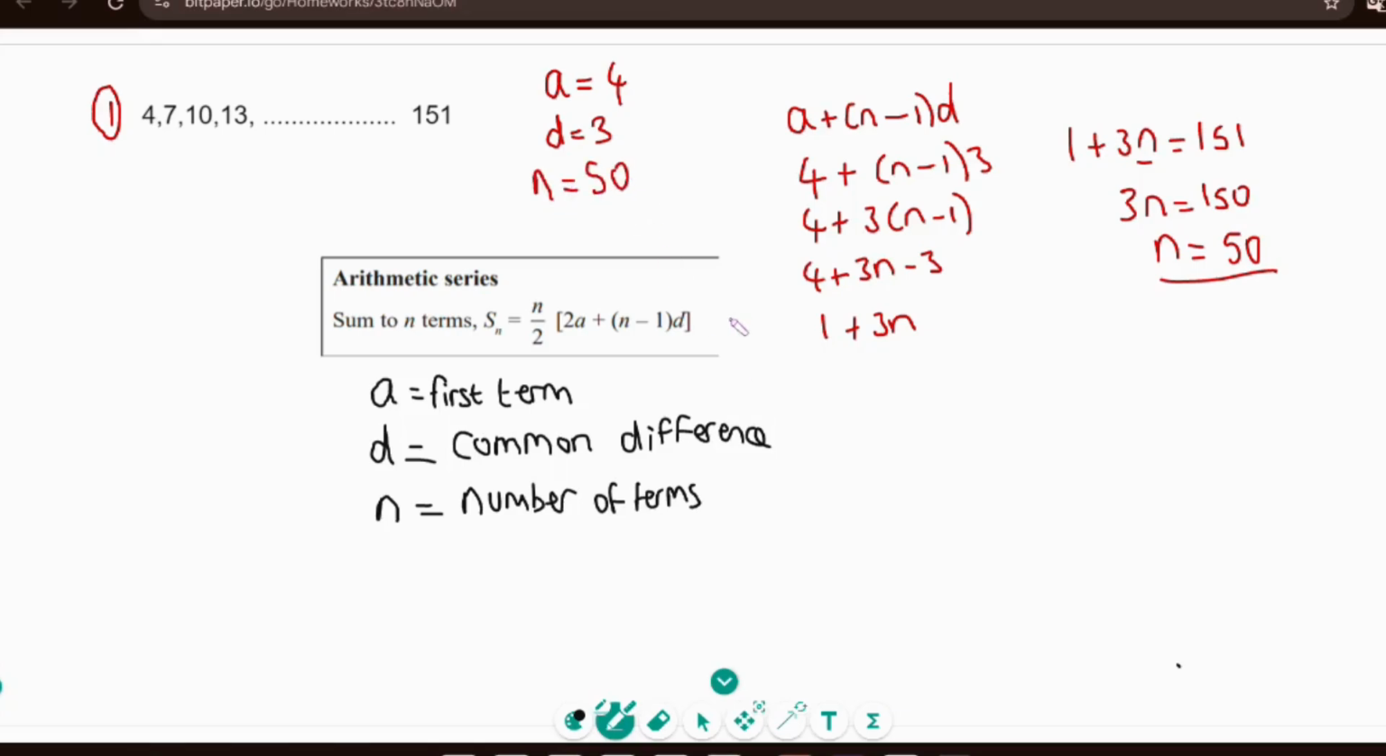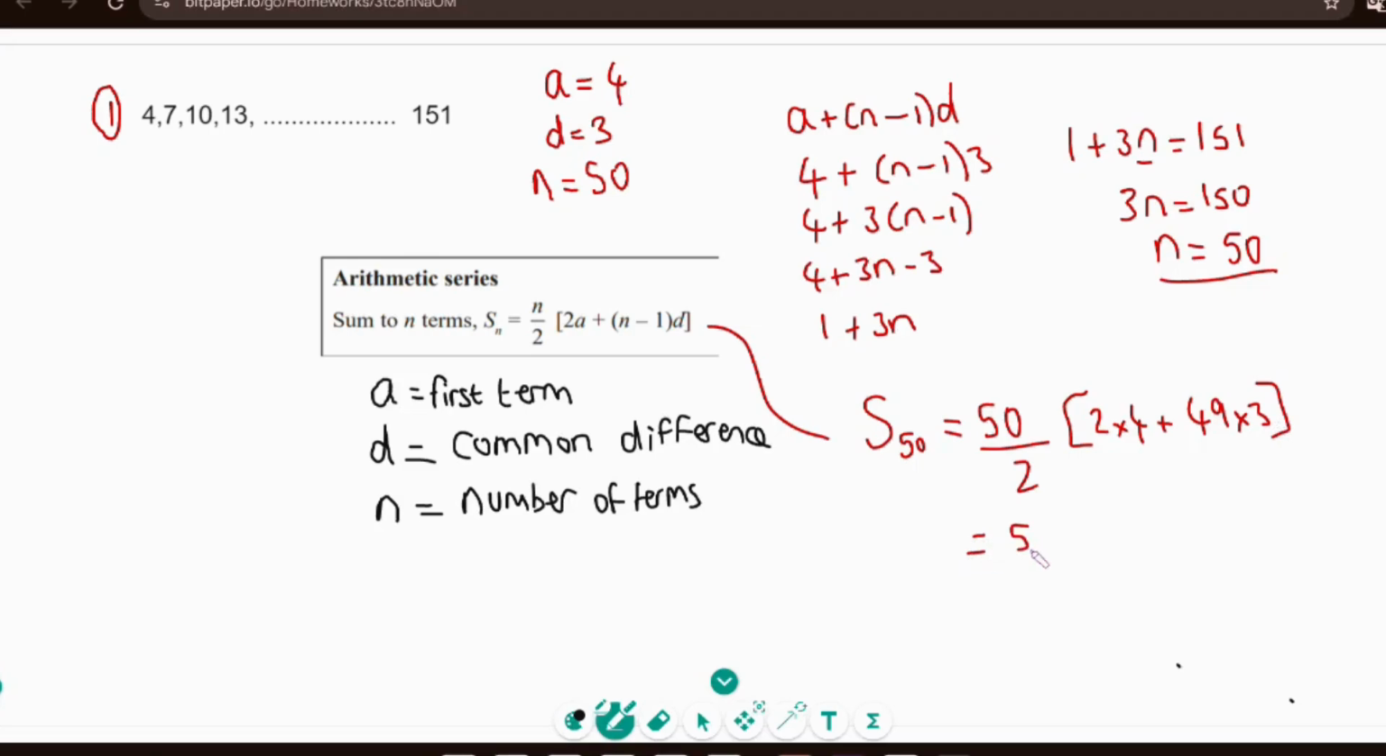So now we can pop it into the formula. So we're summing the first 50 terms. Let's substitute our n, a, and d in. 2 times 4 plus, n is 50, n minus 1 is 49, times 3. I'm going to work out the bit in my brackets. 2 times 4 plus 49 times 3 is 155. 50 divided by 2 is 25. 3,875.